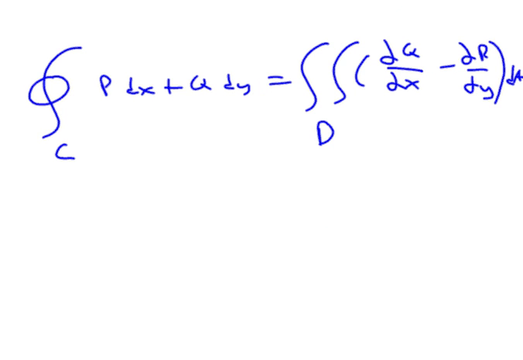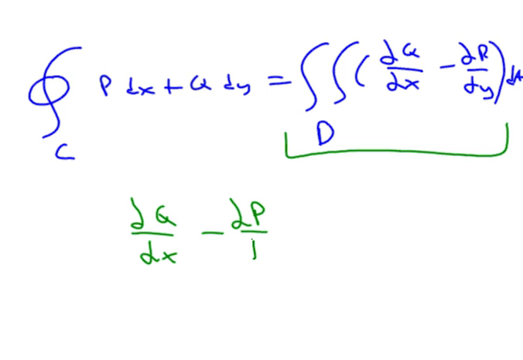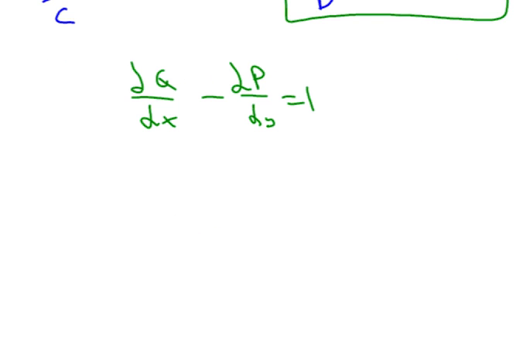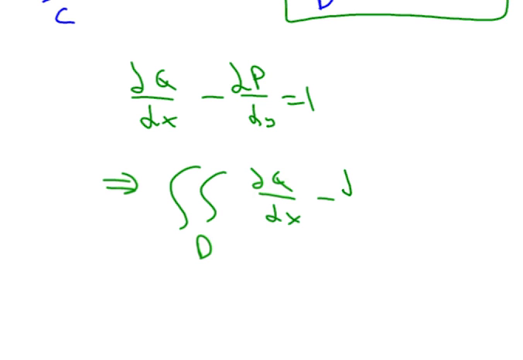Well, if we go back to Green's theorem, and we specifically look at this side, then something very nice can happen. We can find the area of a region enclosed by a curve if the following is true. So if partial q partial x minus partial p partial y equals 1, then we would know that the double integral of this expression, partial q partial x minus partial p partial y dA, would give the area of D. Well, there you go.